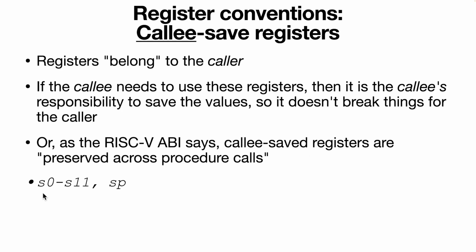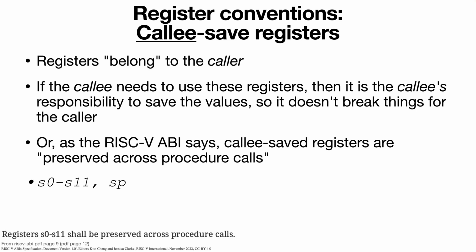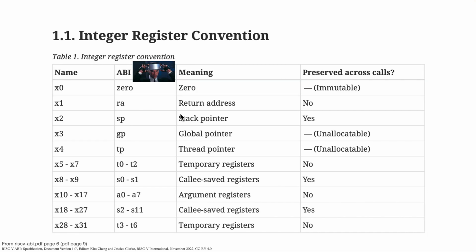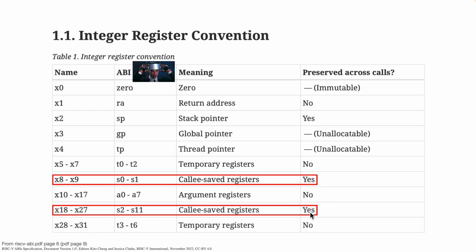So concretely, the callee save registers in the RISC-V ABI are S0 through S11. So the S was for saved registers. So S0 through S11 and stack pointer. And again, the documentation says S0 through S11 shall be preserved across procedure calls. But I think this ABI mnemonic guide was the most helpful thing for consulting: is something callee saved or caller saved? So specifically, if it says yes in the preserved across calls column, then that is a callee saved register.